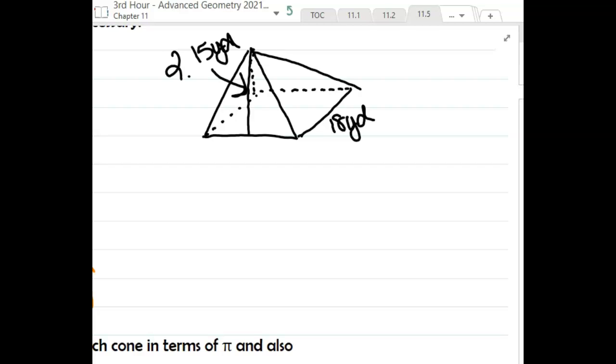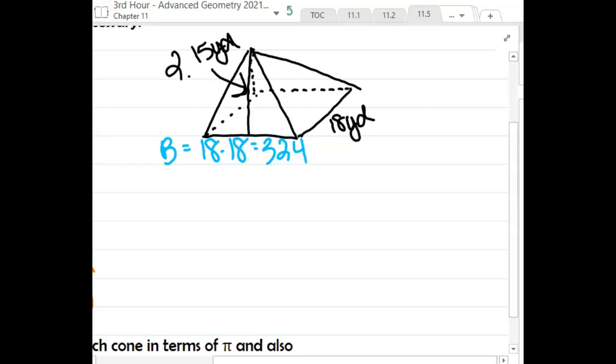So similar to yesterday, we want to start by finding the area of the base. My base is a square, so how will I find the area of my base? 18 times 18, which would give you 324. So then to find the volume, we take 1/3 the area of the base, which we said was 324, times the height of the pyramid.